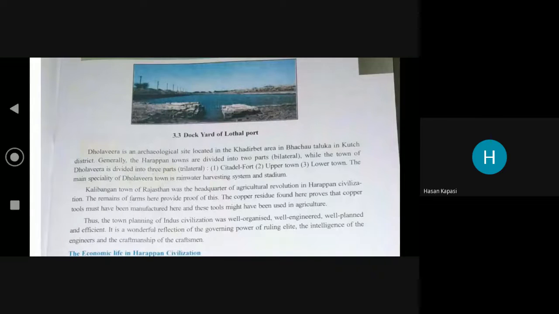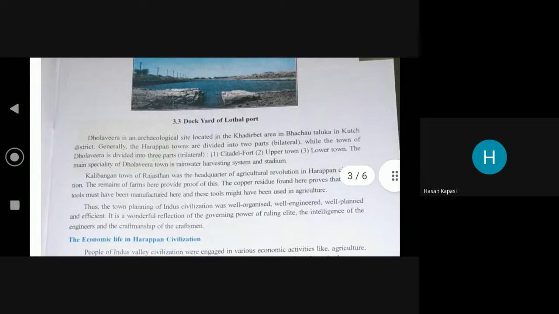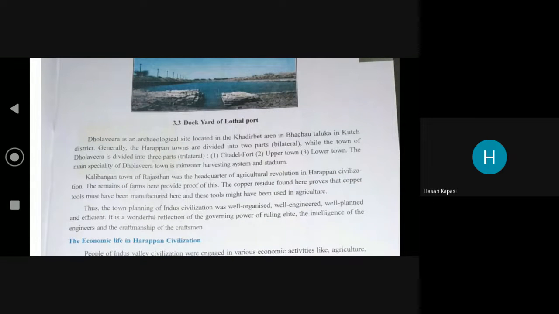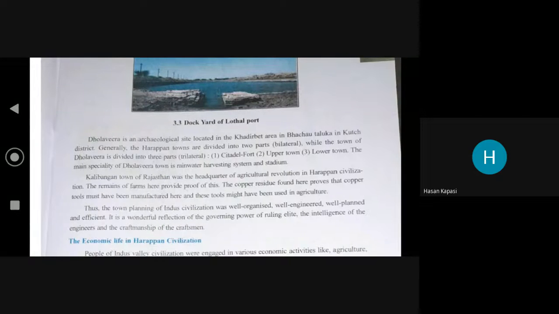Now, what is rainwater harvesting system? Anyone can say? Rainwater harvesting. When rain comes, they harvest that. No, when the rain comes, okay, when there is rainfall, they save that particular rainfall. They do not let it drain away. That is rainwater harvesting system. And then in future it is useful for agriculture purpose or any other purpose.